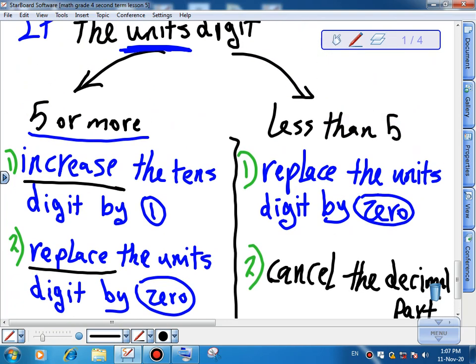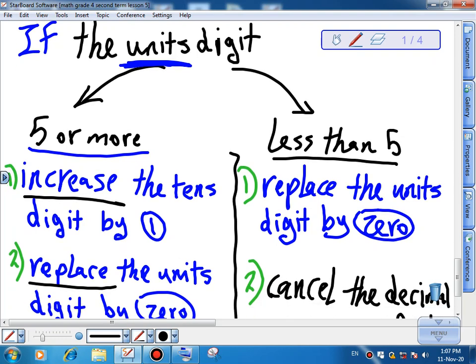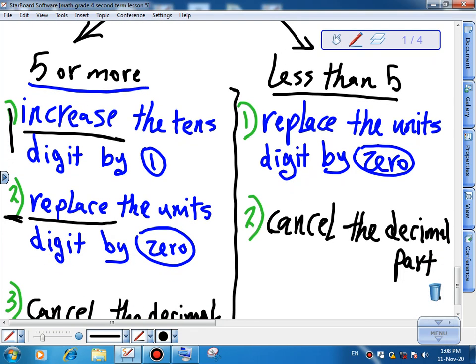If the number in the units place is less than 5, 4 or 3 or 2 or 1 or 0, less than 5, what I will do, you will never increase the tens place. You will just replace the units digit by 0. You will start from the second step. Replace the units digit by 0. And if there is a decimal part, you will cancel this part. Okay? Cancel and replace. Here, increase, replace, cancel. But on the other side, replace and cancel only. Okay?